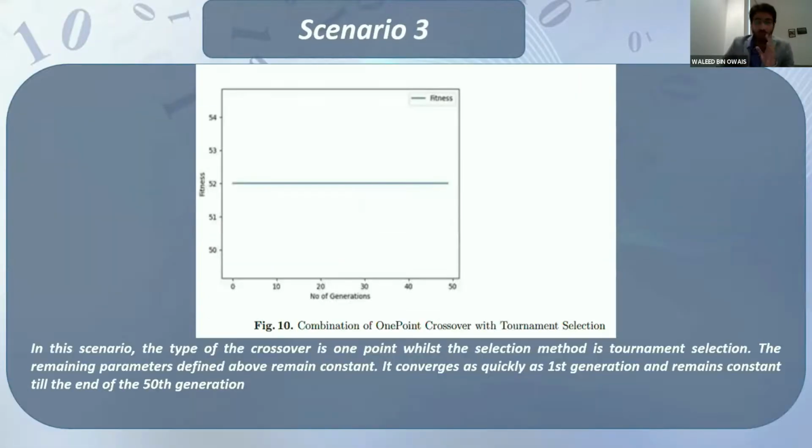Now we have scenario 3. In scenario 3, the crossover method used was 1 point crossover, and the selection method was tournament selection. What happened in this one, as you can see, is that in the first generation itself, it gave you the optimal solution, okay?